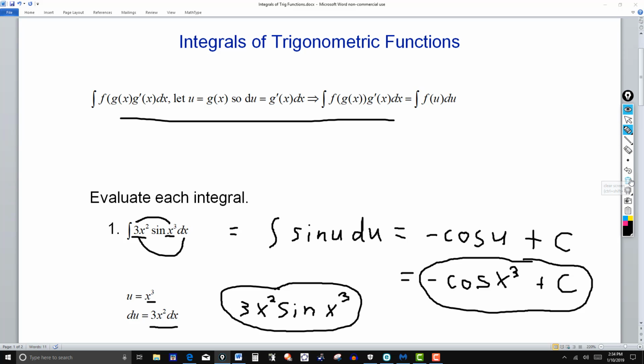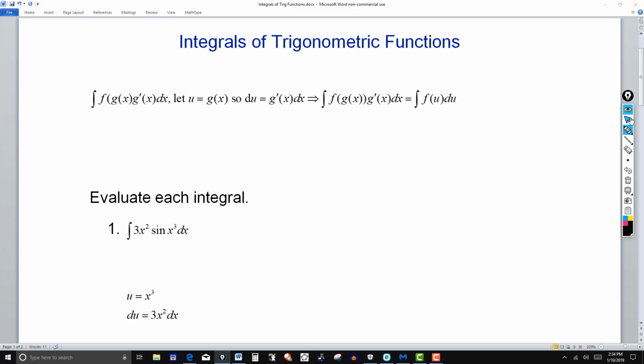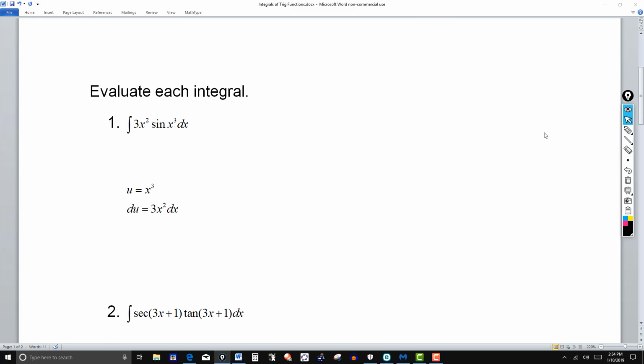Okay, let's go to the next one here. And I want the integral of secant of 3x plus 1, tangent of 3x plus 1. Okay?